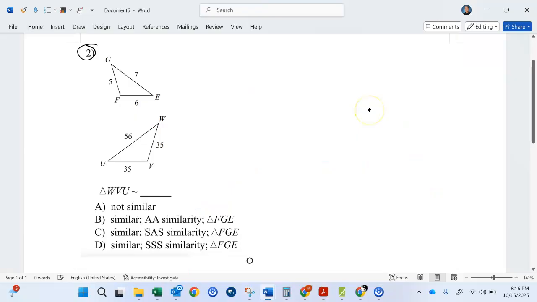Okay, so let's look at number 2. Remember, we have similarity if they have two angles that are the same, or side angle side with corresponding sides, or side side side. If one of these happens, then they're similar, okay? Well, here we have side side side, side side side. So the only possibility is going to be side side side. But we have to make sure that they correspond.